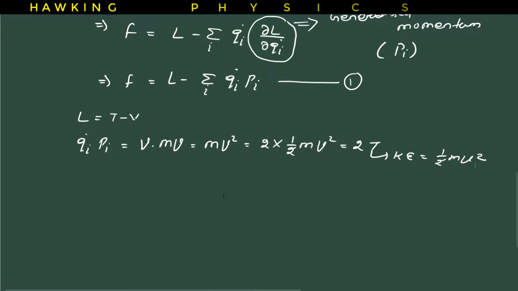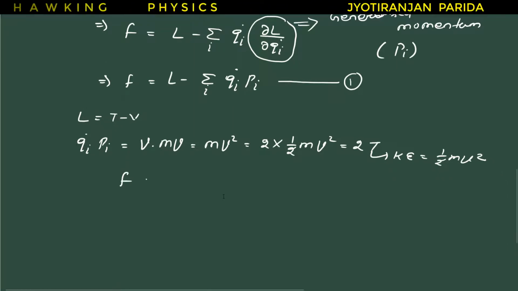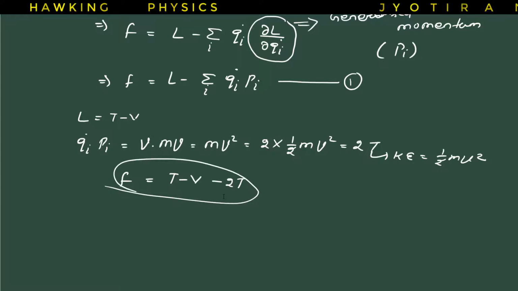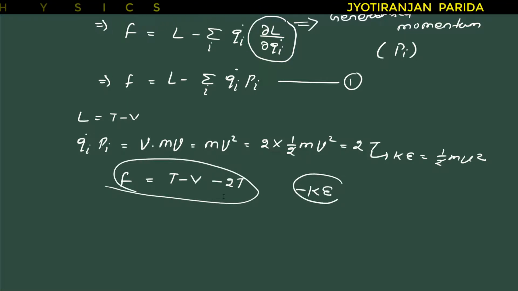Here f is equal to, in place of L write T minus V, and in place of qi dot pi write negative of 2T. Here in this place we get negative kinetic energy. Okay, that does not have any meaning, negative kinetic energy. In quantum mechanics, negative kinetic energy means the system is bound, yes or no? But here you can't say anything, so just multiply by a negative sign on both sides of equation 1. Then what do you get here?